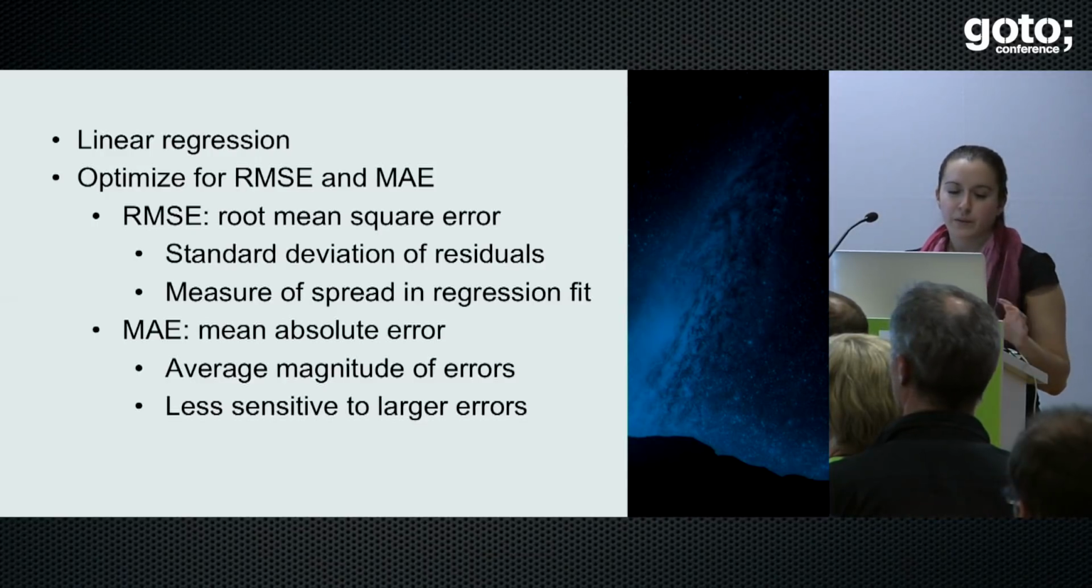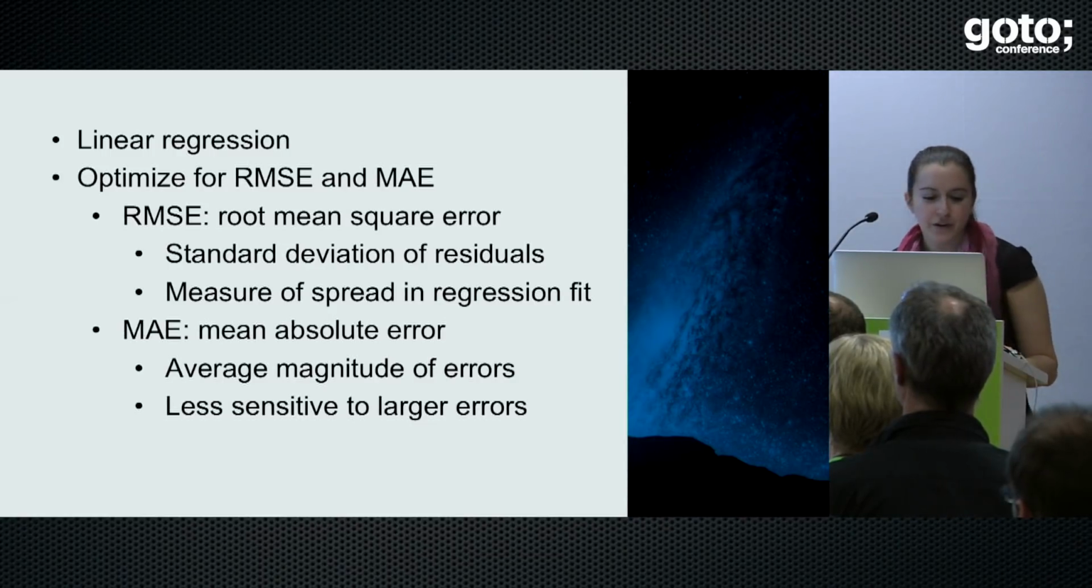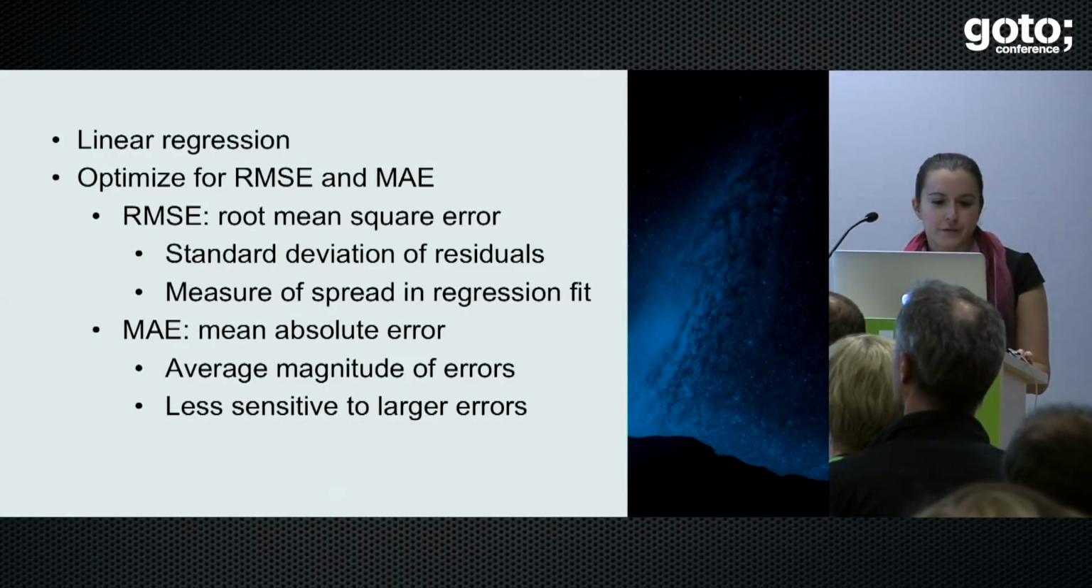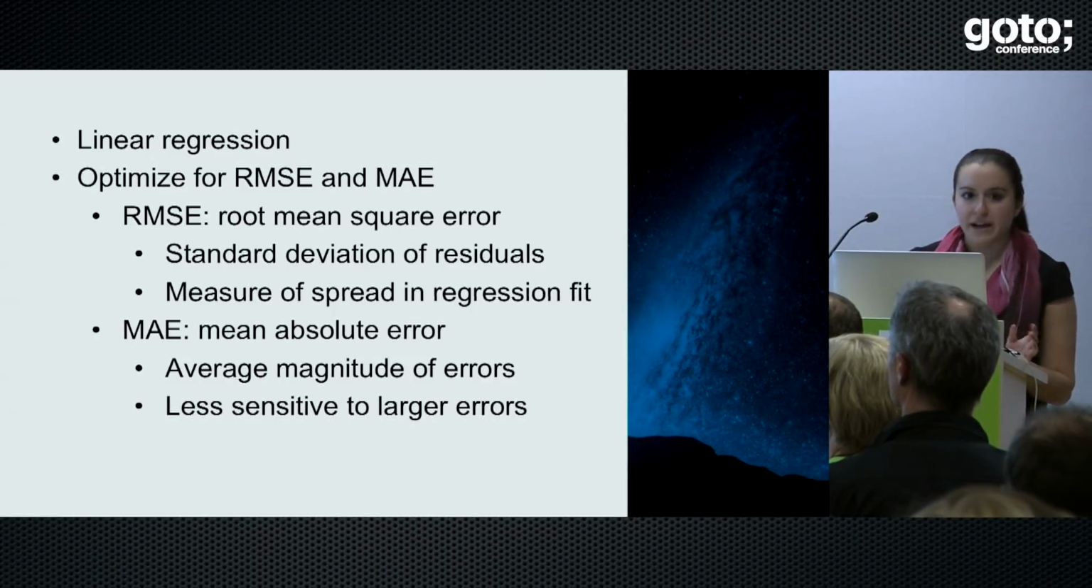We also decided that we wanted to optimize for making the error rate as low as possible. So rather than try and optimize for a low R-squared, we decided to optimize for root mean squared error as well as mean absolute error. So R-squared will tell me how well the model fits the data, but doesn't necessarily tell me anything about errors or the magnitude of the errors.